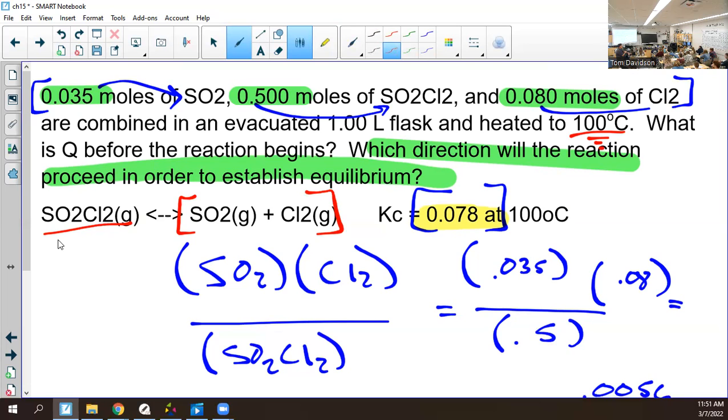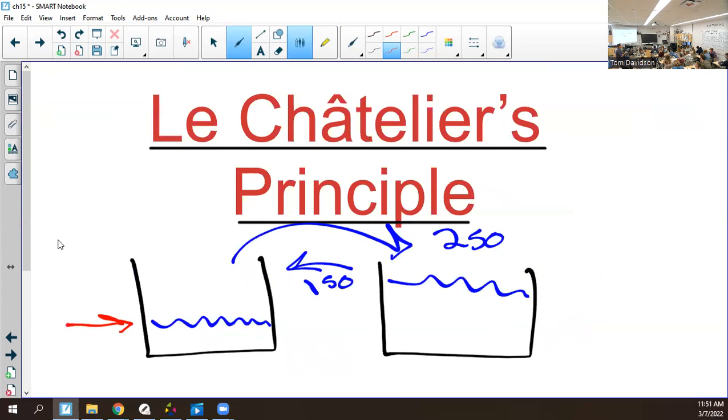Okay, questions? We're going to pause on the math for a while. You all right, Tim? Okay. And we're going to talk about Le Chatelier's principle, which you've never heard of before, right? Le Chatelier's. It was in the gym kit.